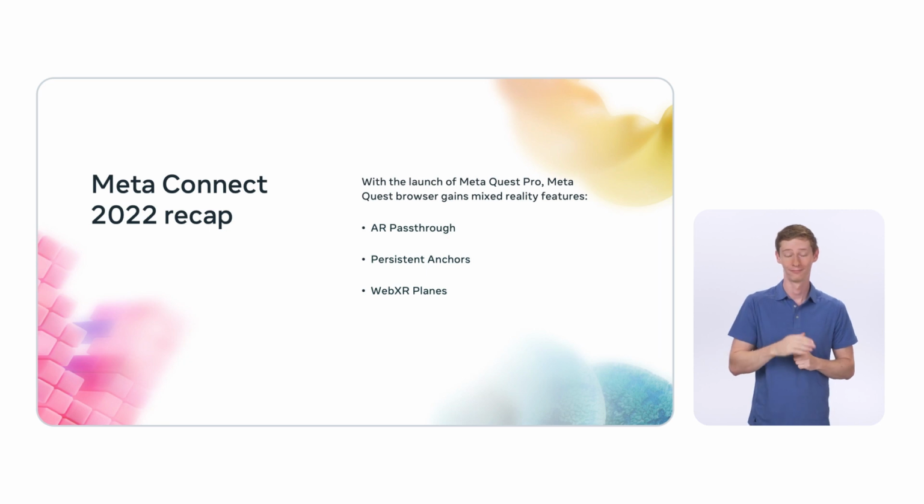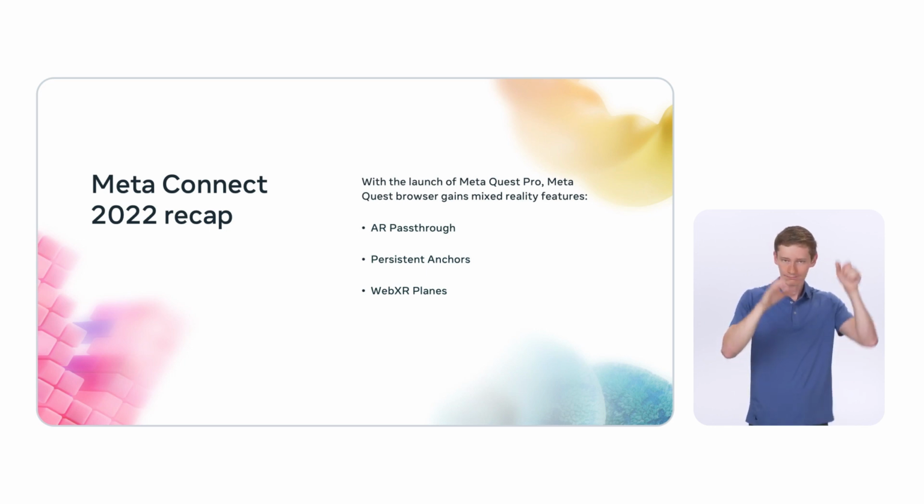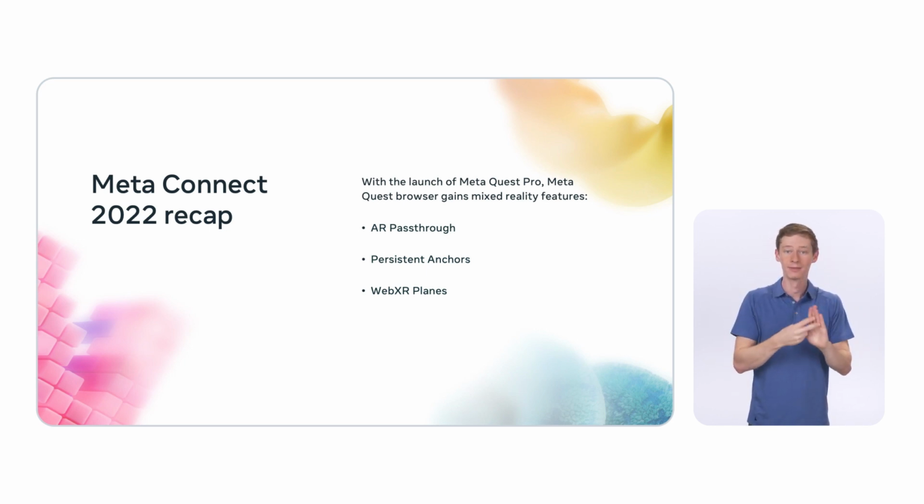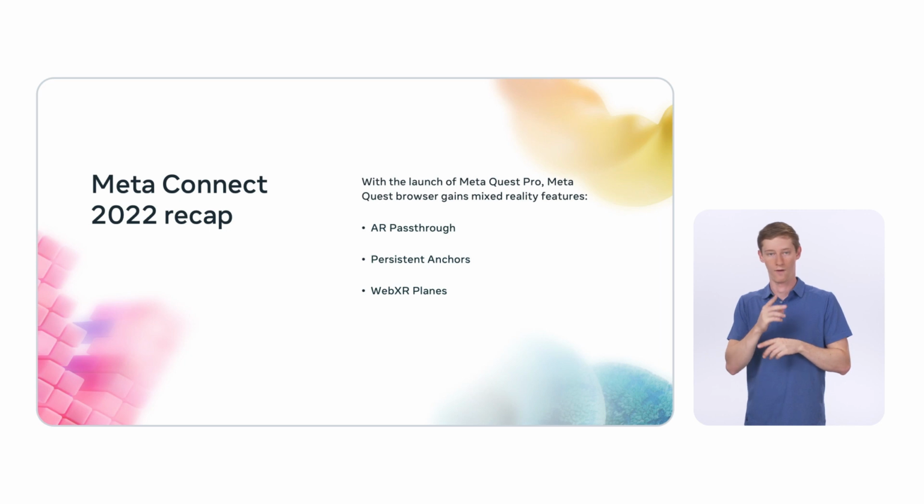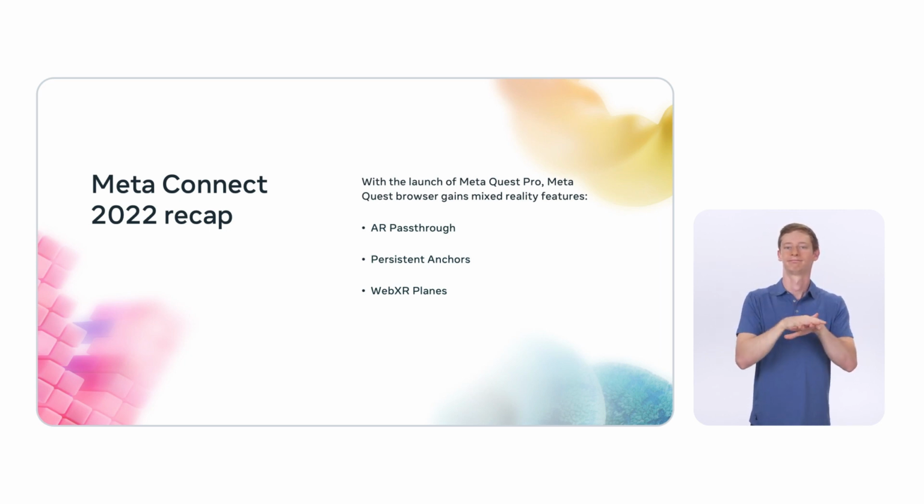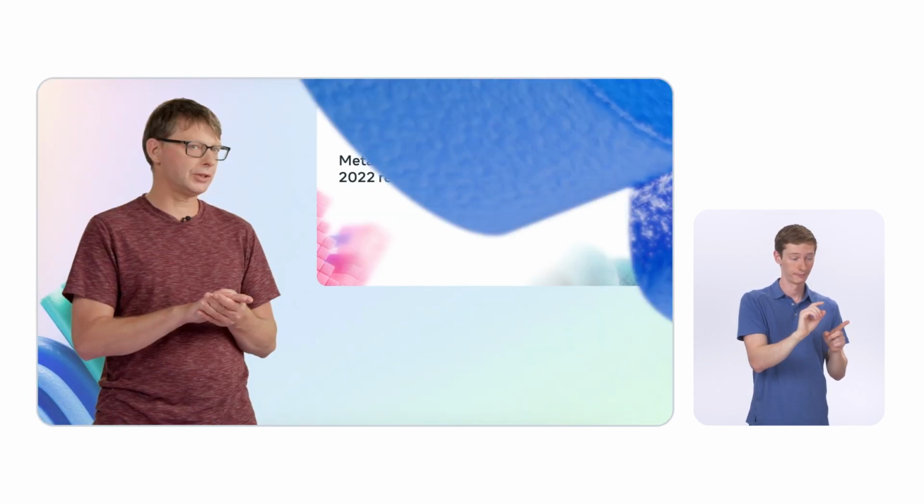First off, we introduced pass-through that allows the user to see their environment during an immersive session. This allows mixing of the physical world with virtual objects. On Quest 2, this is in black and white, but on Quest Pro and Quest 3, the pass-through is in full color. We also added support for WebXR anchors and added support for their persistence.